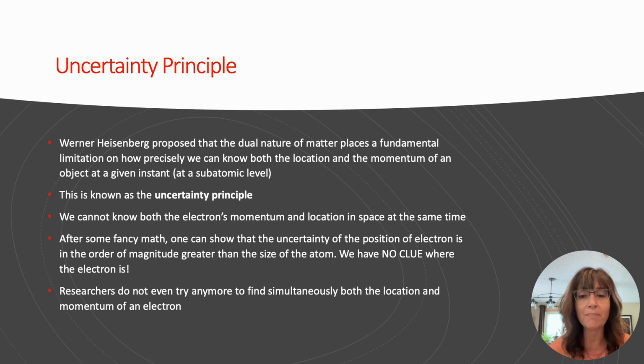It's very ugly math, a lot of calculus and whatnot. And we have electron densities. We have regions where we're pretty sure there's an electron, but we can't say exactly for sure where. Researchers do not even try anymore to find simultaneously both the location and the momentum of an electron. They've just accepted it. They've moved on.